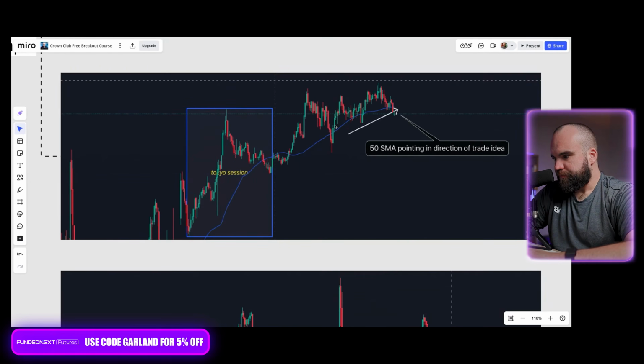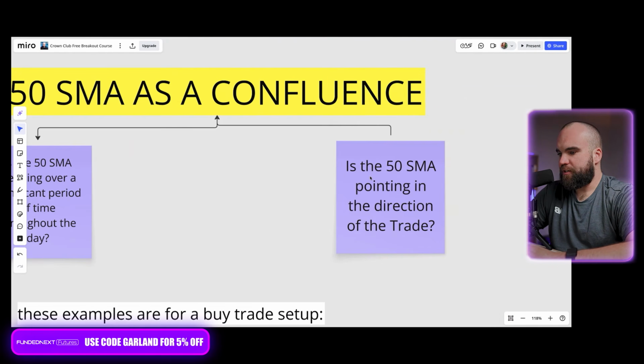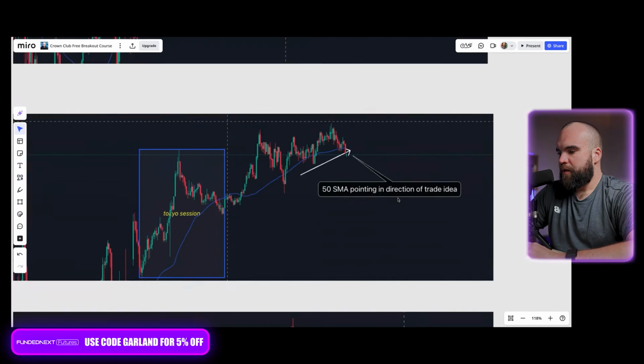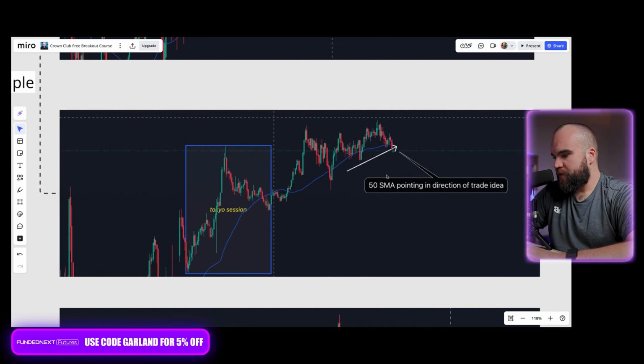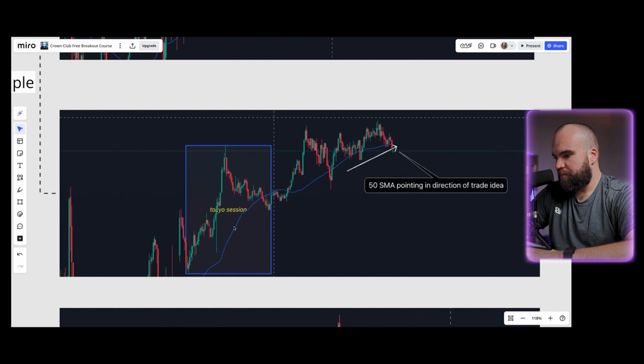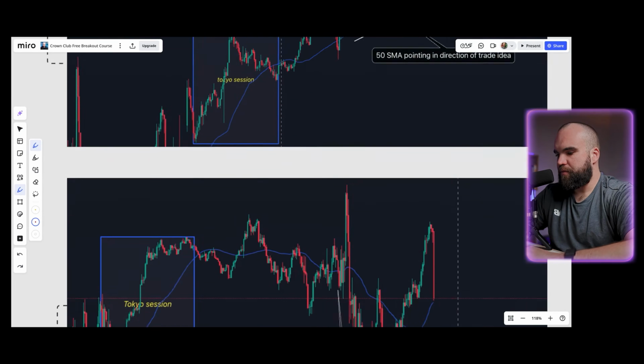So here is the second question we ask ourselves. Is the 50 SMA pointing in the direction of the trade? Here, in the same example, we can see it's been trending upwards since Tokyo session. And then we can see that the 50 SMA is pointing upwards. We clearly have the 50 SMA pointing upwards, which is really important.